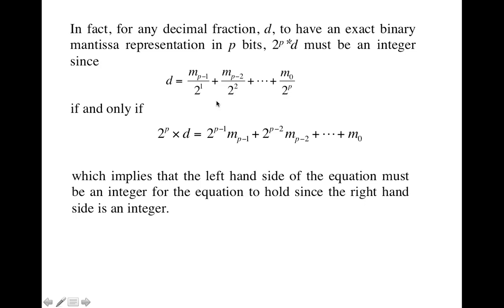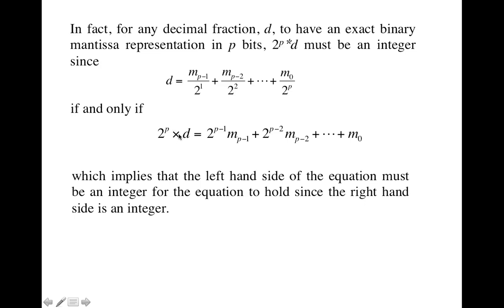Now, if you multiply both sides by 2 to the p, then you get 2 to the p times d equals this number. Now the number on the right hand side is clearly an integer because these bits are zeros and ones and everything else is a power of 2. That means this whole sum is an integer. Therefore this 2 to the p times d must be an integer. And that's what we figured out, that in fact if d has an exact representation, then 2 to the p times d must be an integer.